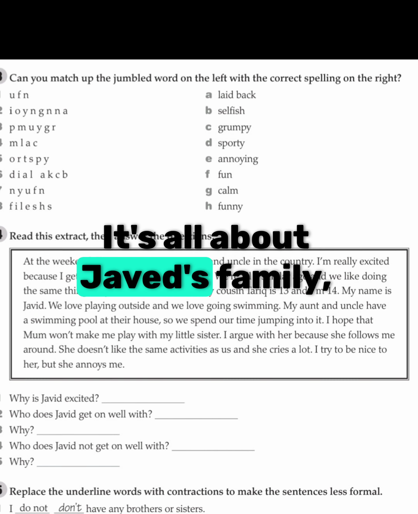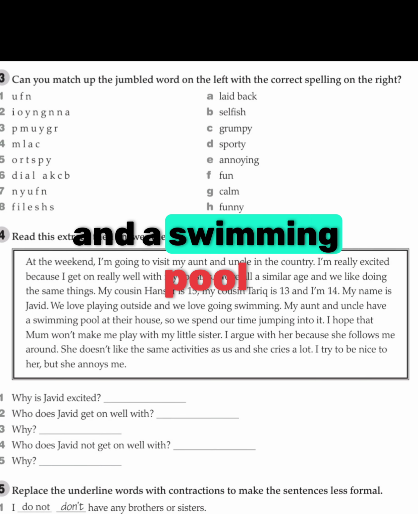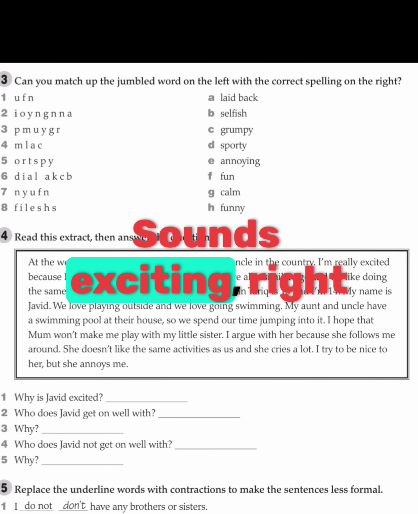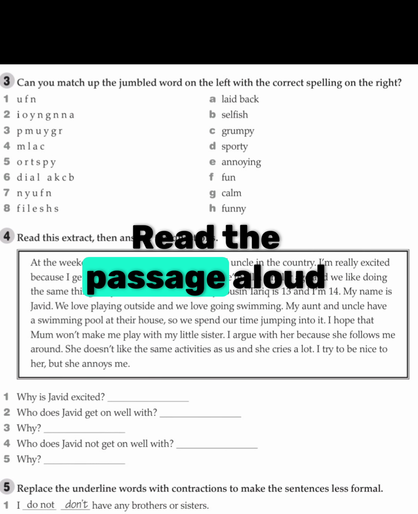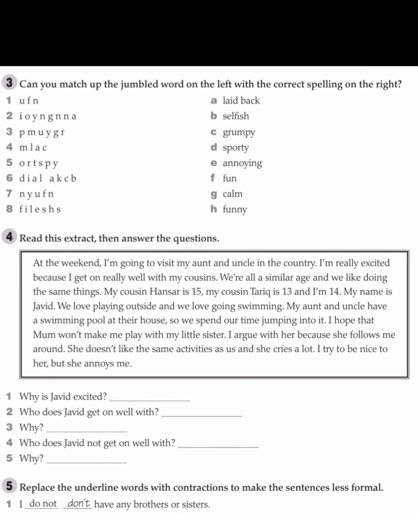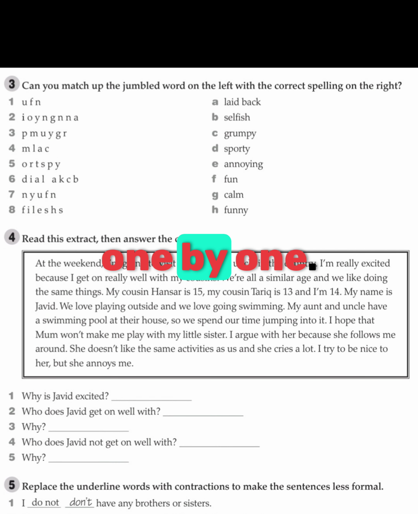All right, now that we're warmed up, let's jump into the story. It's all about Javid's family, his cousins, and a swimming pool adventure. Sounds exciting, right? Read the passage aloud with expression. Now, let's answer the questions one by one.